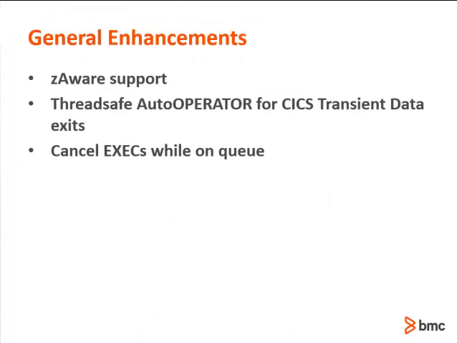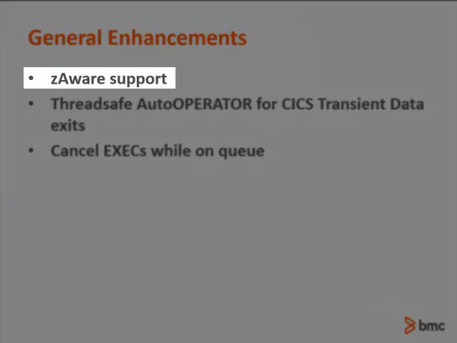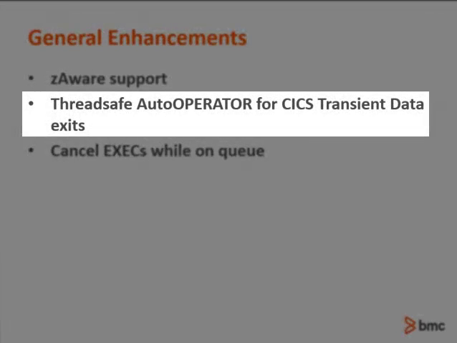Here are a few other general enhancements. AutoOPERATOR version 7.4 provides basic support for the new IBM Z-Aware appliance by reporting Z-Aware information about how many messages were flagged as anomalous. For AutoOPERATOR for CICS, all the transient data exits provided by AutoOPERATOR for CICS are now CICS thread safe. This is a requirement to run on CICS Transaction Server 5.1 and higher.